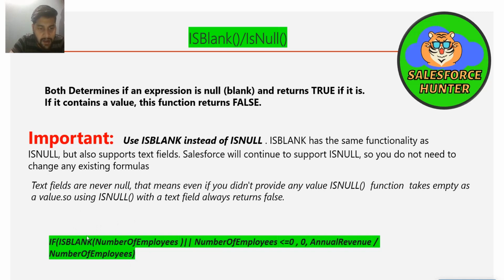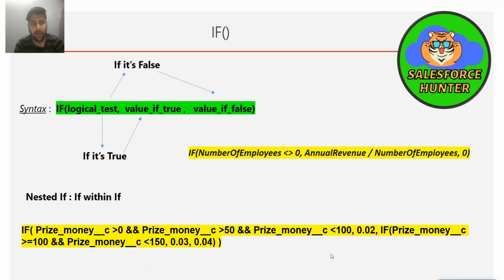Let me help you understand this formula before we move to our org. What this formula is doing is checking if the number of employees field is blank, or if we have filled any value in the number of employees field which is less than or equal to 0. As you know, we could not divide by 0, so we simply give the output of revenue per employee as 0. Otherwise, we calculate it by dividing annual revenue by number of employees. That's simple. Hope you're clear with all these functions. If you have any issue, you could let me know in the comments or connect with me over LinkedIn. The link for LinkedIn will be in the description.